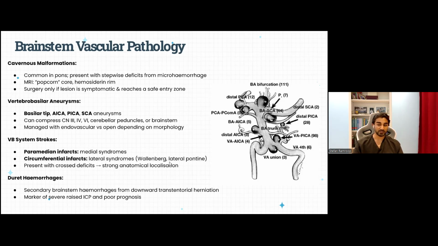You have vertebrobasilar strokes, which fall into predictable patterns because of the penetrating branch organization, and paramedian branches supply the medial structures, which can produce medial syndromes with corticospinal and lemniscal involvement. You also have Duret hemorrhages, which represent secondary brainstem hemorrhage due to downward displacement of the brainstem in a setting of raised intracranial pressure. That can indicate severe, often irreversible herniation and carries a poor prognosis.